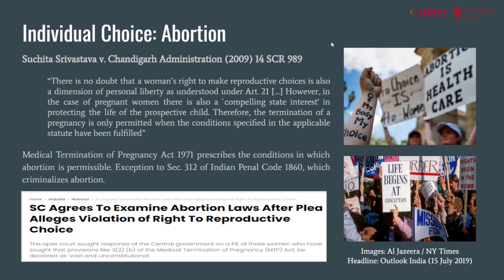abortion. As things stand, the Medical Termination of Pregnancy Act of 1971 prescribes the conditions under which abortion is permissible, and it is seen as an exception to Section 312 of the Indian Penal Code of 1860, which otherwise criminalizes abortion. So we know that there is a criminal bar to abortion, Section 312. The Medical Termination of Pregnancy Act allows for exceptions to that Section 312 application, thereby carving out a zone where abortion can be exercised.